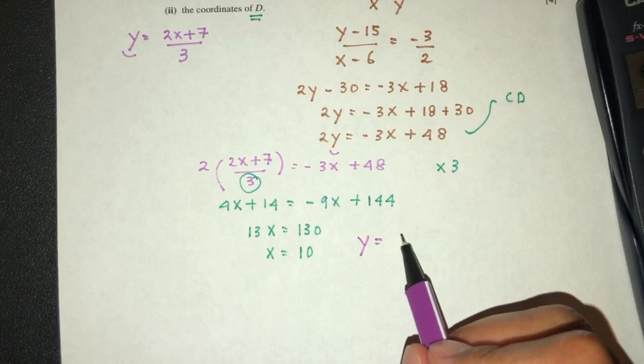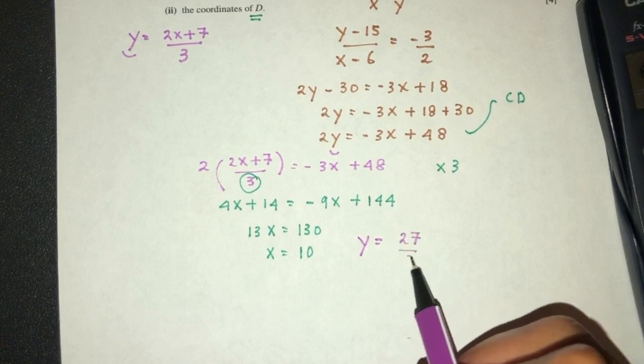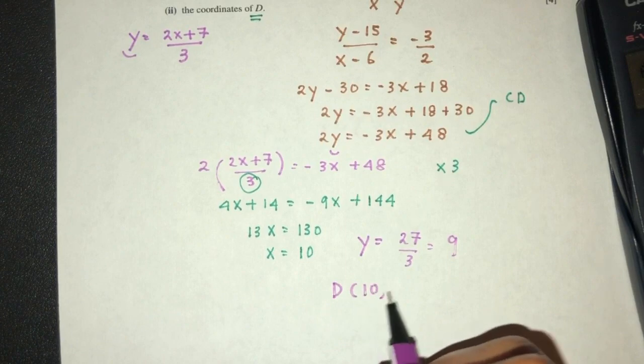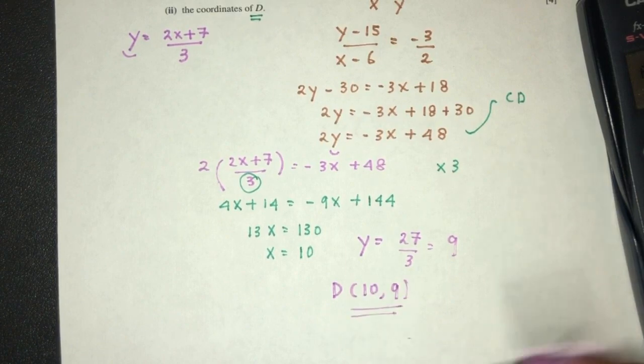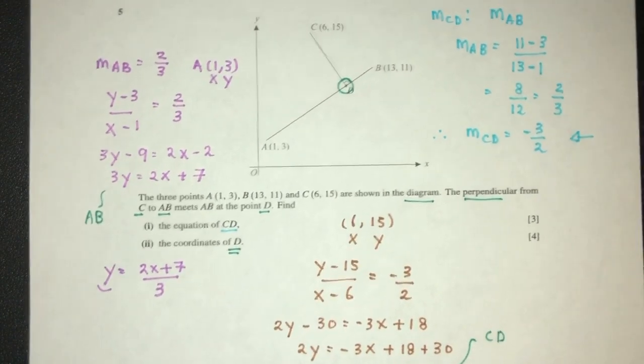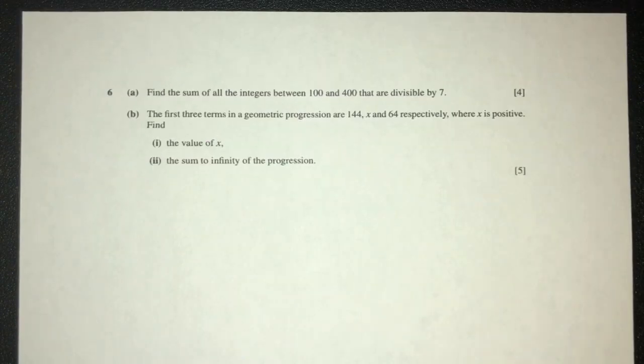You have 2 times 10. 27 divided by 3, that should be 9. So the point of intersection D should be 10 and 9. This is solved simultaneously. This is your question in regards to coordinate geometry. Okay, so let's move on to the next question.